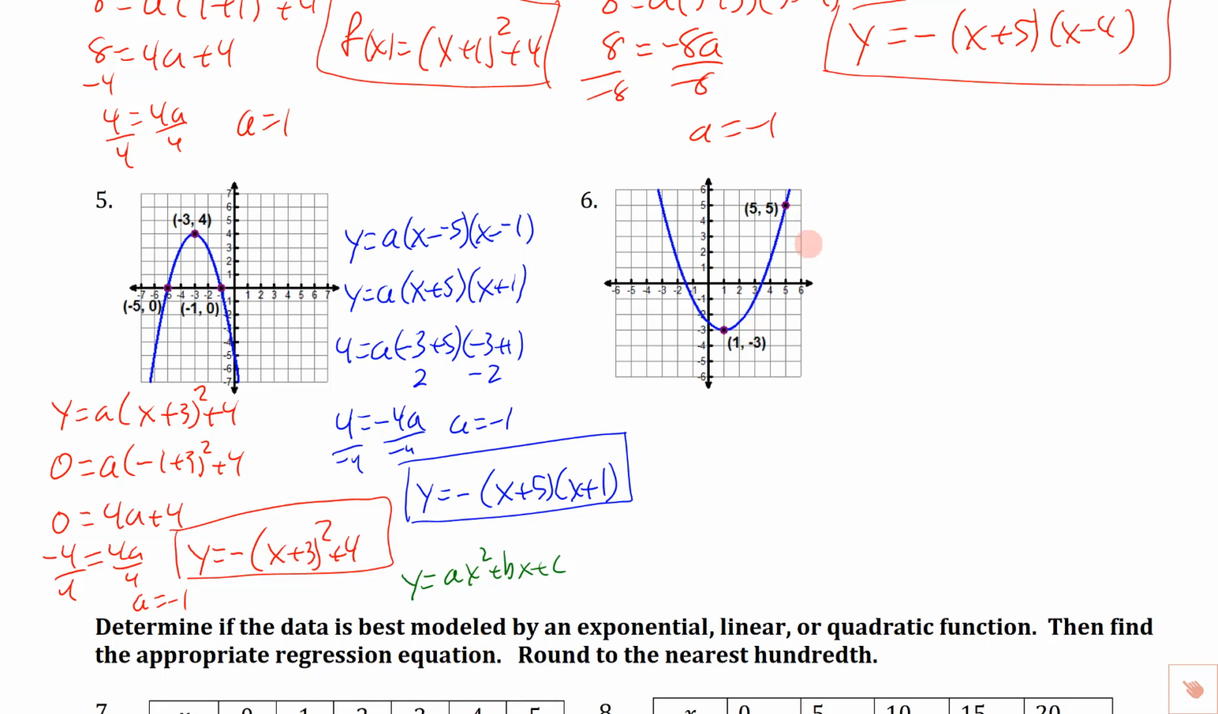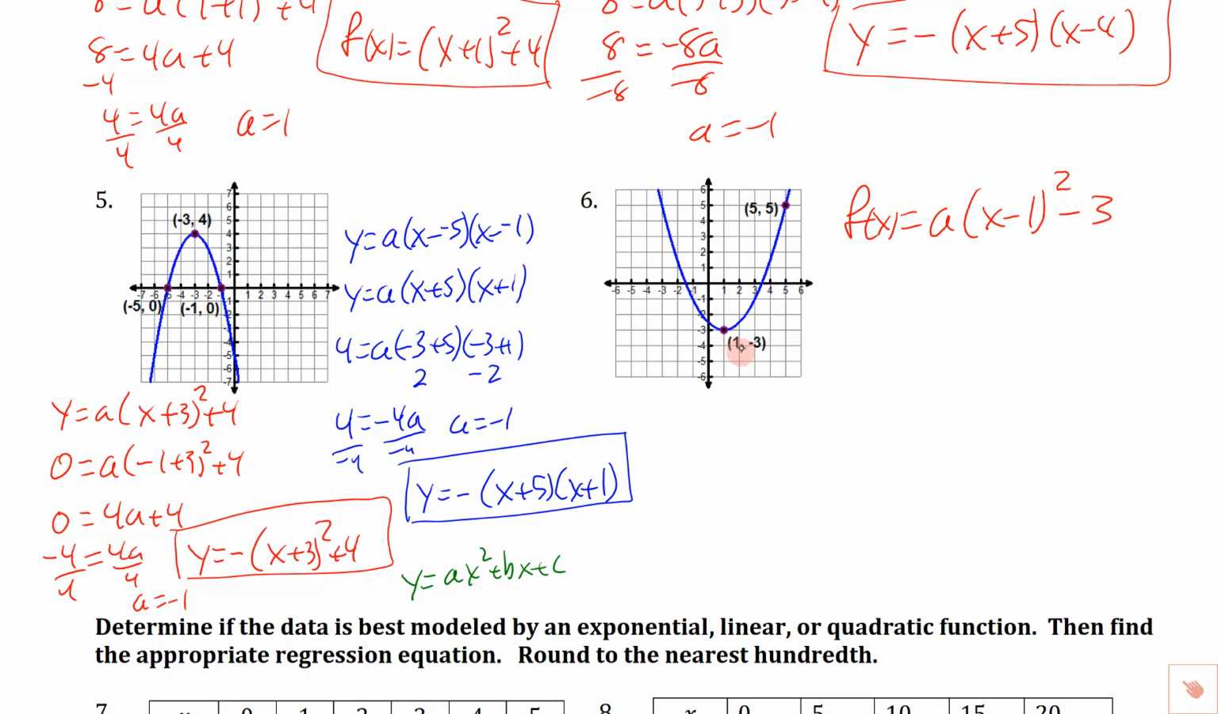Okay, let's take a look at this next one. On this one, we're stuck with number 6. We've got to do this in vertex form, so this is going to be f of x equals, we're going to do a, and then (x minus 1) quantity squared minus 3.